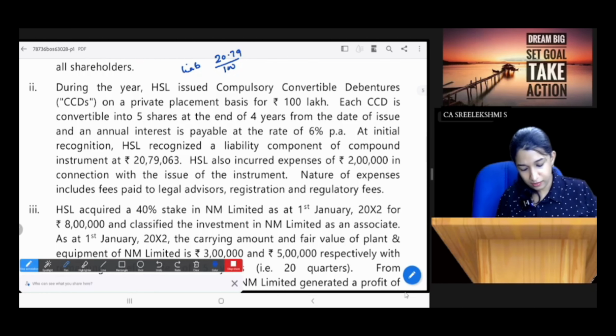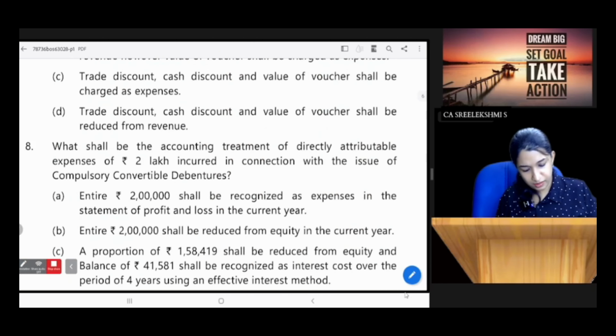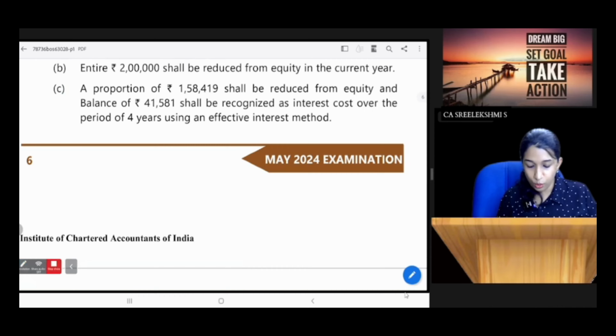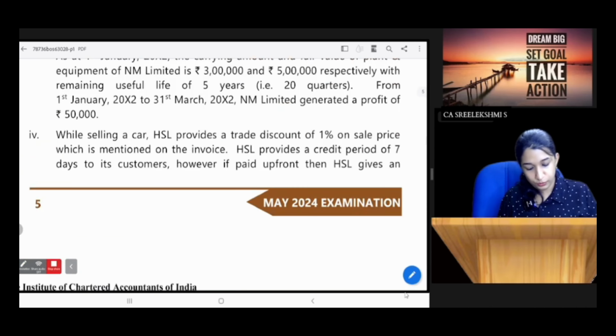So let me check the option. Correct. These figures are correct. Option C is the correct answer. Option C.